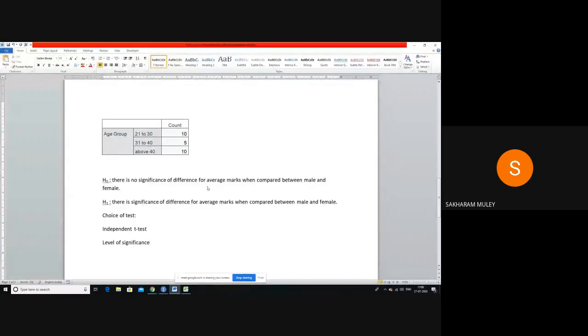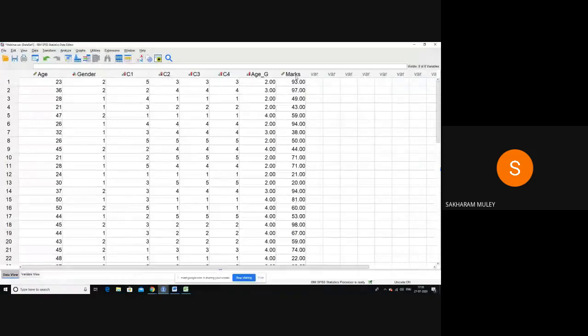Marks are defined on a scale, so it is a scale variable, and the level of significance is 5%. So 5% is very essential. These are the things which we should know before going for SPSS. Now let us go to data and see. We have a variable called marks, and a variable called gender.